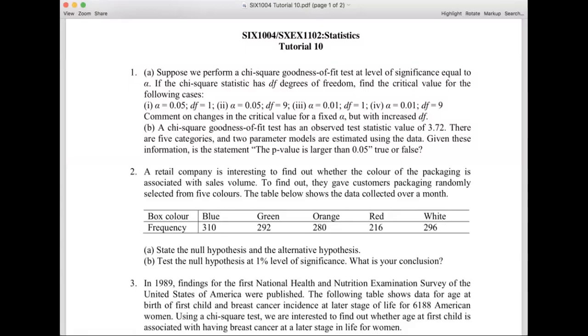Okay, so you have, let's say question one. So question one is basically on your chi-square test. So chi-square distribution, right? You're asked to find the critical values.